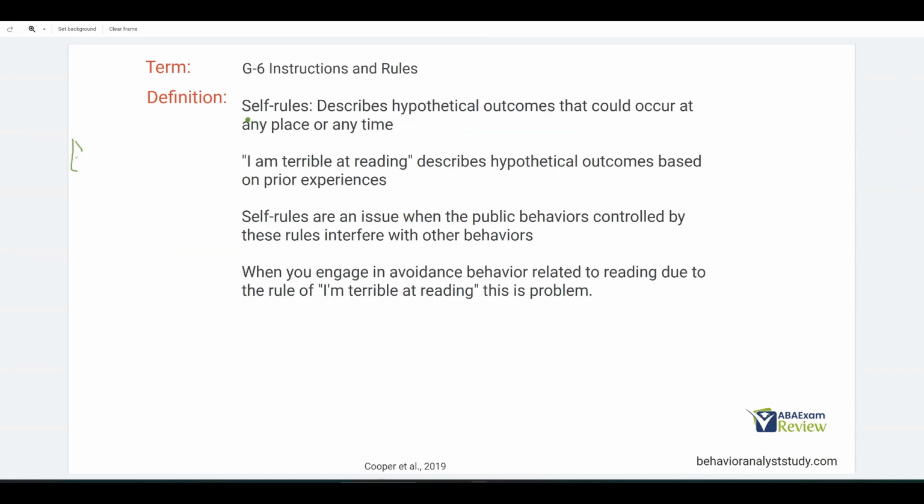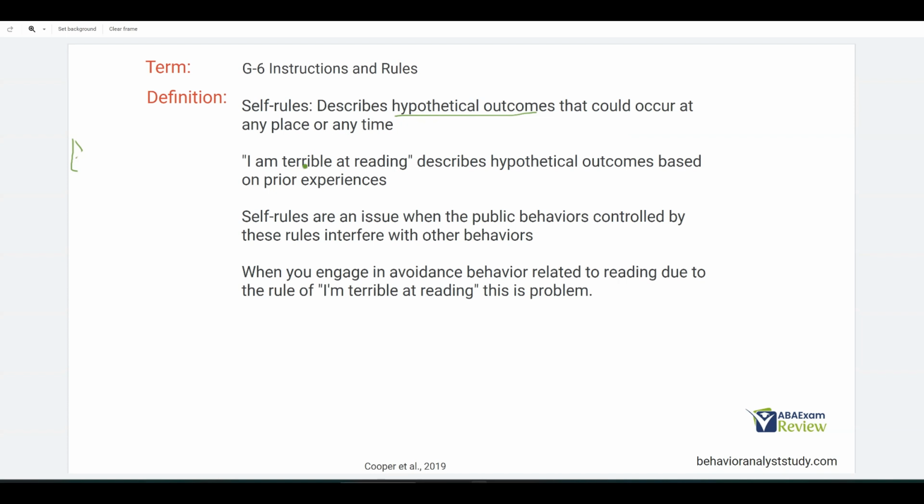And then finally, let's talk quickly about self rules. Self rules can be very complex because they start to involve relationships and private events. So when we think about self rules, we're describing hypothetical outcomes that could occur at any place or any time. And two of the most prevalent, common ones, especially in kids and as kids become adults, is I am terrible at math or I am terrible at reading. These are self rules describing what might happen if you try to do math or you try to read.